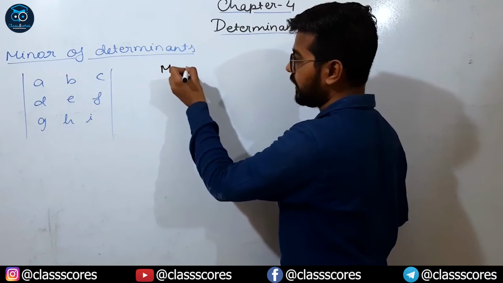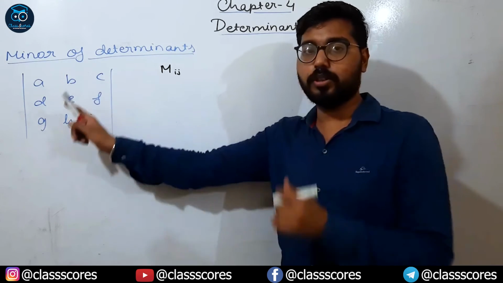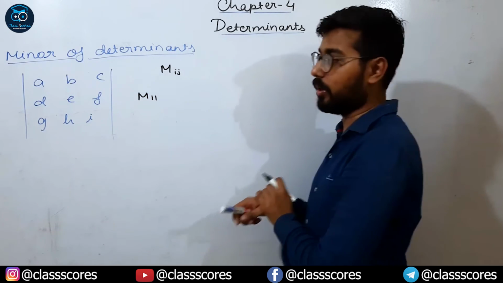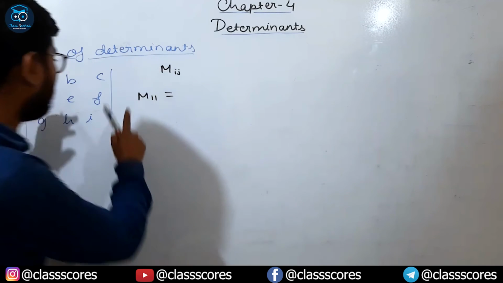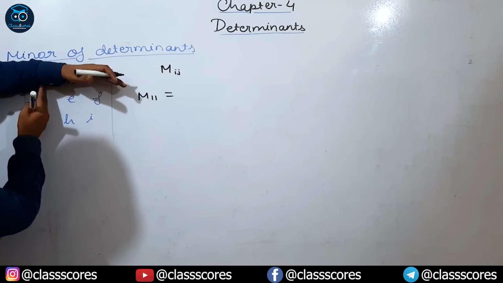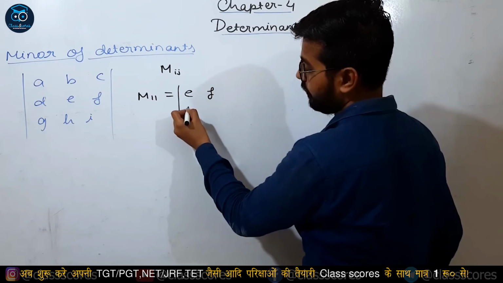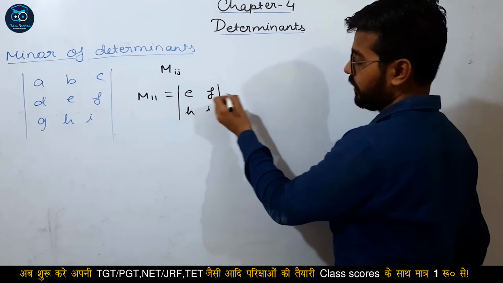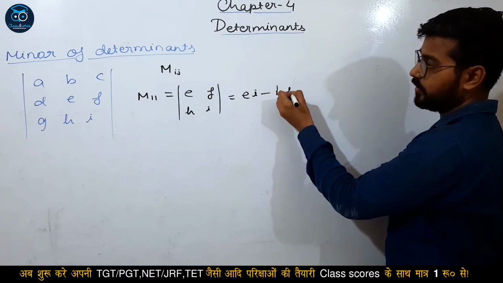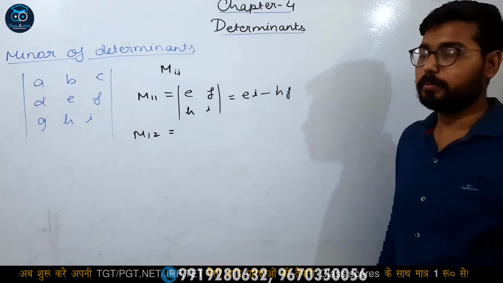Minors will be represented by Mij, where M denotes minor, and i and j denote the row and column terms. Suppose we are finding for first row and first column. We need to hide the first row and first column, and we can write the remaining part, so that is the minor. We can say M11, and we can simplify E into I, that is EI minus HF. So this is the M11. In the same manner, we can find all other minors.